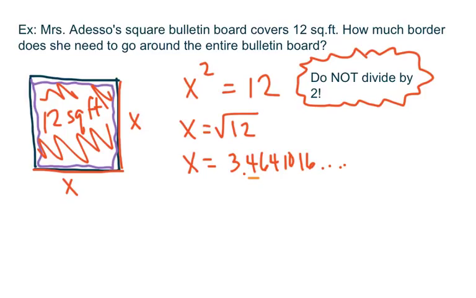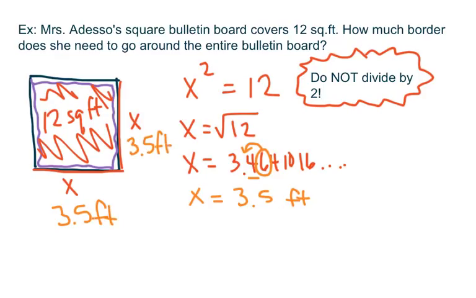We're going to look at the 4. The 6 tells us that we should bump the 4 up to a 5. So each side should be about 3.5 feet. So this is 3.5 here, and this is 3.5 here. Now that's all we had to do in the last example, but this one we have to keep going.